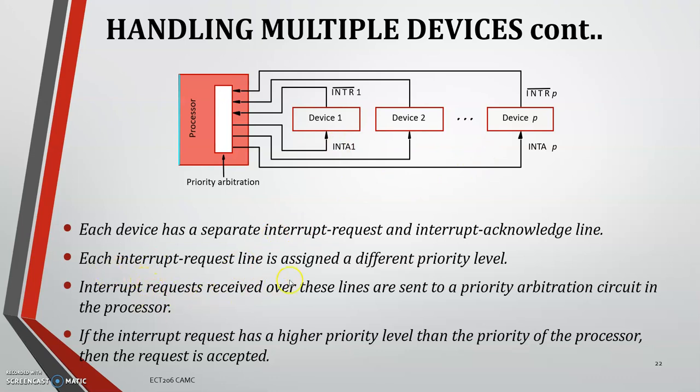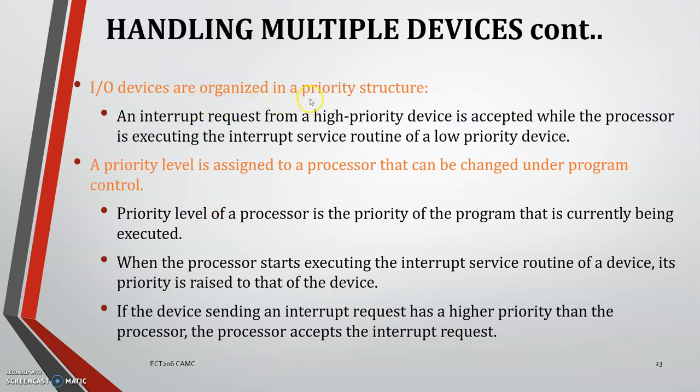So each interrupt request line is assigned a different priority. So it is given to a priority arbitration circuit. The interrupt requests received over these lines are sent to the priority arbitration circuit in the processor. And if the interrupt request has higher priority than the priority of the processor, then the request is accepted. If the processor is currently executing an ISR and a greater priority interrupt arrives, the processor will stop the ISR there and execute the requested interrupt. So IO devices are organized in a priority structure.